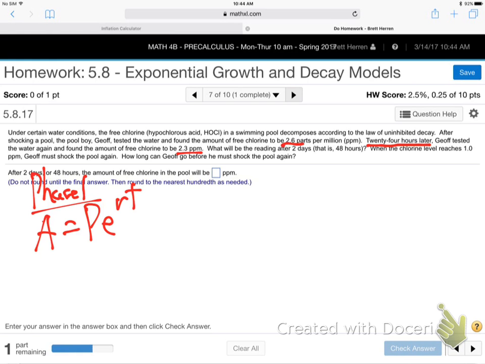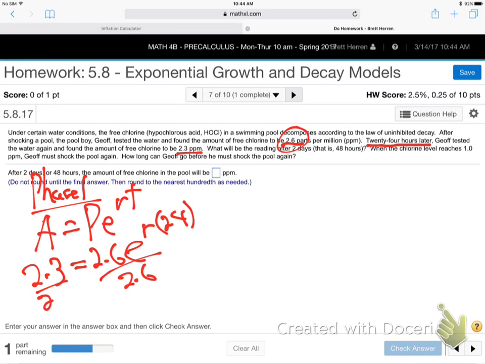So 2.6 is the P, right? That's the initial amount. These are decaying things. So they start with more, end with less, right? The amount later is 2.3, right? And that was in 24 hours. Time will be in hours then. 24 hours, 2.6 went down to 2.3. Then you solve for R, divide by 2.6. 2.3 divided by 2.6 is some ugly decimal, one that goes on forever, I'm pretty sure. So I'm just going to leave it.